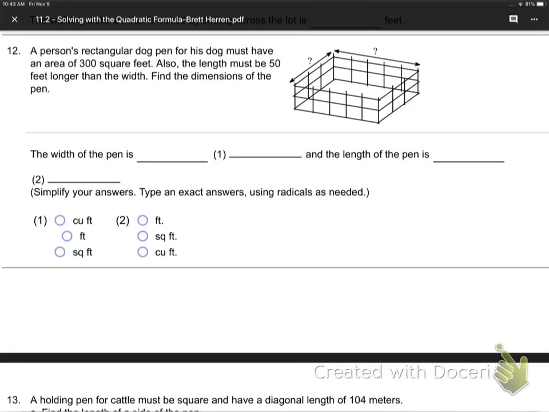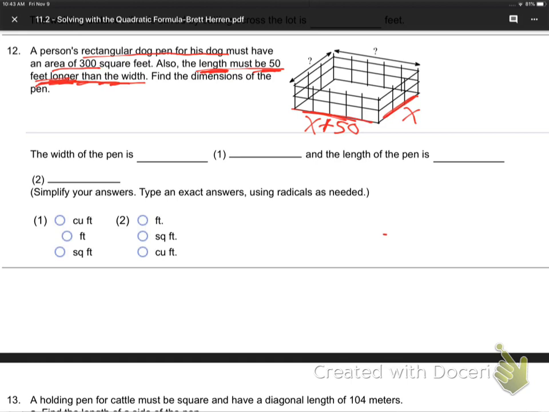All right, so here we go on number 12. A rectangular dog pen, area 300 square feet. The length must be 50 feet longer than the width. Find the dimensions. Okay, that's kind of strange. Okay, so let's do this. The length must be 50 feet longer than the width. So that means one of these is x, the other is x plus 50. Does that make sense? Right, one of them is 50 longer. So x and x plus 50. This is x. This side is x plus 50.